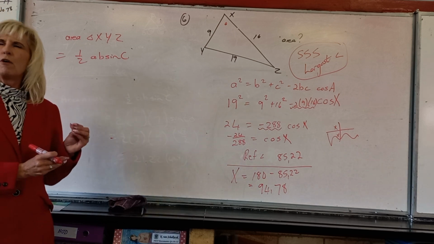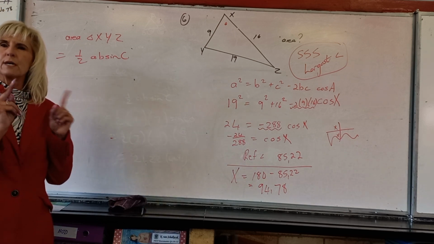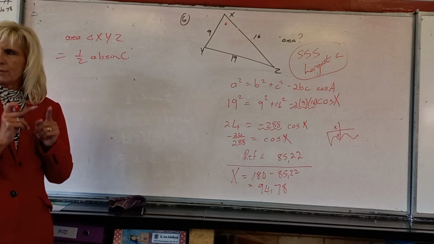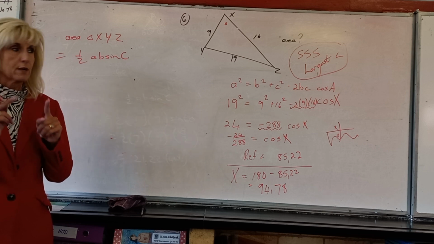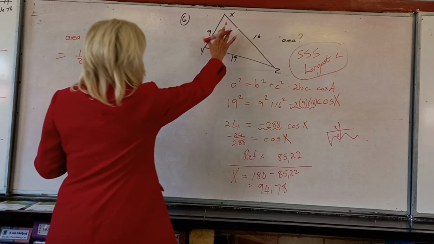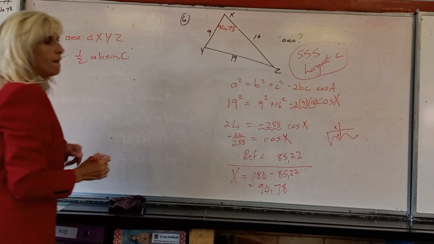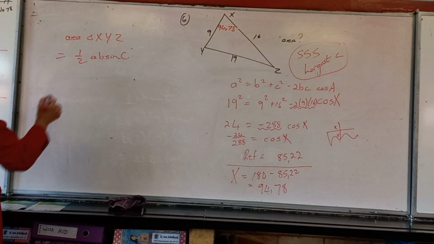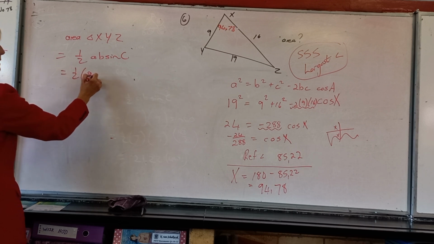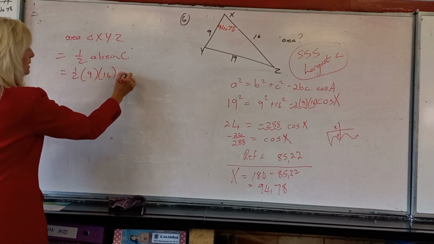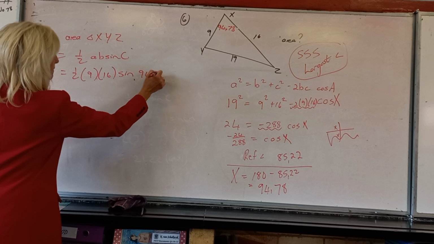When you write half A, B, C, you must know two sides and the included angle. The moment that you write it, it must make that connection. So which are the two sides of the included angle now that I know it's 94.78? 9 and 16. So we've got half times 9 and 16, the two sides, with 94.78 included in between them.